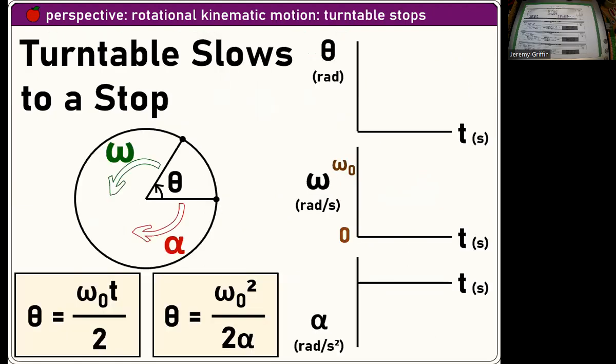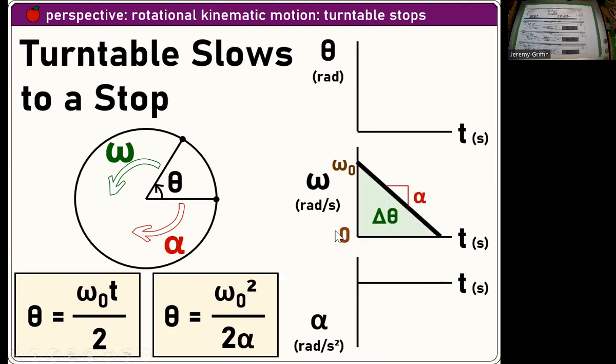A turntable slows to a stop. Ooh, got some graph opportunities. Oh, turntable slows to a stop. What do those three graphs look like? Okay. So how far is it turning as a function of time? How fast is it turning as a function of time? And the rate that it's slowing down as a function of time. Okay. Let's assume uniform acceleration. Okay, like we pretty much always do in this class. Maybe a couple exceptions.